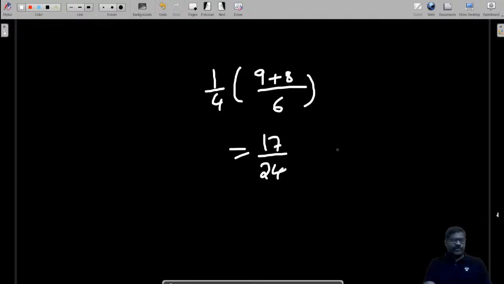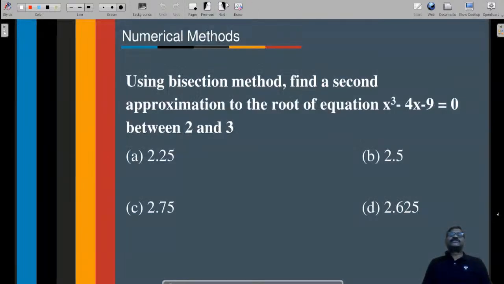17 by 24 equal to 0.708. Next, we have to apply the bisection method.